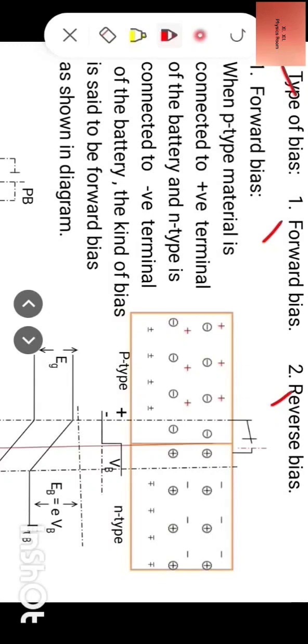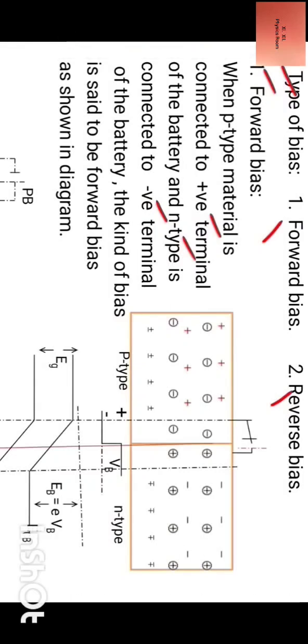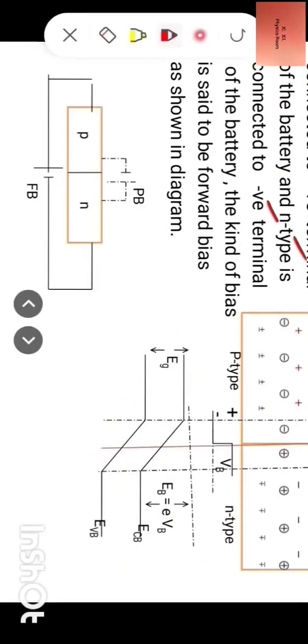We take up one by one. First we take up forward bias. When p-type material is connected to the positive terminal of the battery and n-type material is connected to the negative terminal of the battery, the kind of bias is said to be forward bias, as shown in the diagram. Here this is forward bias where p is connected to the positive terminal of the battery, n is connected to the negative terminal of the battery, and we have shown the potential barrier. This is how we can apply forward bias to a p-n junction.